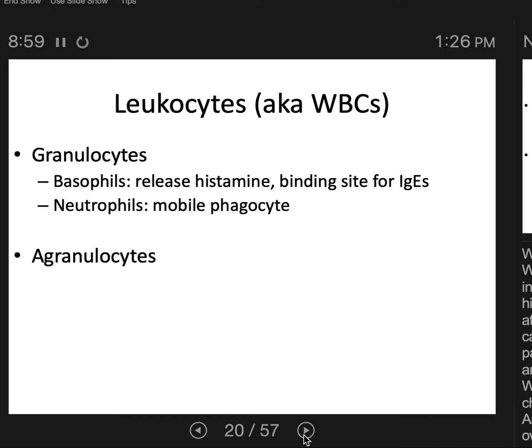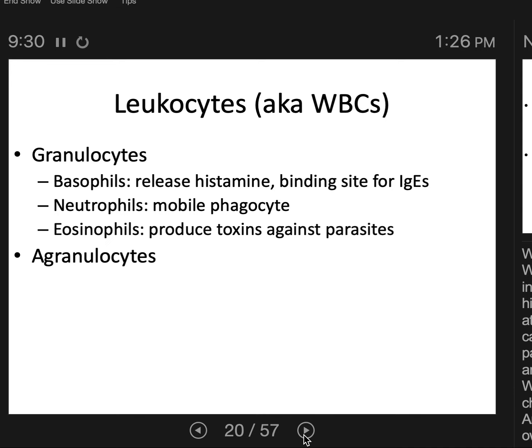Neutrophils are mobile phagocytes, so they're phagocytes that can move around via chemotaxis to go to a site of infection. They actually can even move out of blood vessels to go to infected tissue. So you have these blood vessels and you have a pathogen that's in tissue outside the blood vessel. The neutrophils can follow chemical signals to the site of infection and then leave the blood vessels to go to infected tissue to phagocytize all those pathogens.